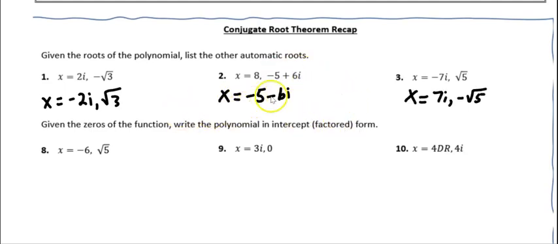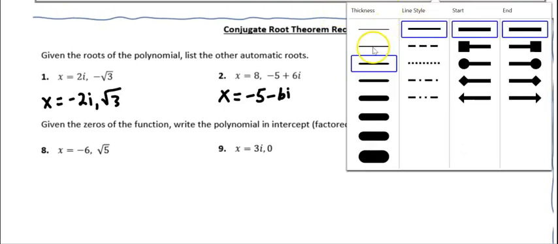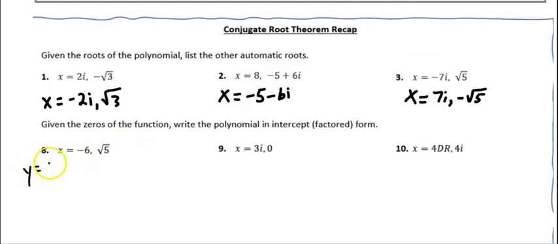Alright, so you see your answers for number 3 is x is equal to 7i and also negative square root of 5. So now, let's go to the next step, where we are given the zeros and we want to write the polynomial in factored form. So we know if x is equal to negative 6 is a 0, then one of the factors is x plus 6. So we could go x minus the square root of 5 and also x plus the square root of 5.